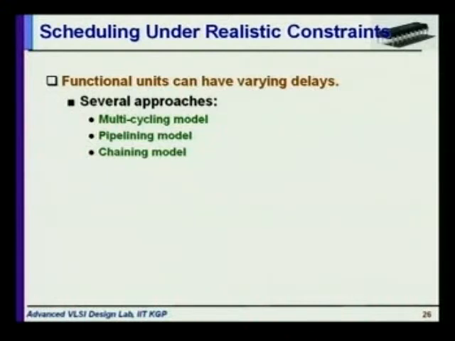In time constrained scheduling, your time is given. You have to schedule these operations within this time. So your objective should be minimization of the function units. Within the time, what is the minimum number of resources that you can use to schedule all your operations? Clear?